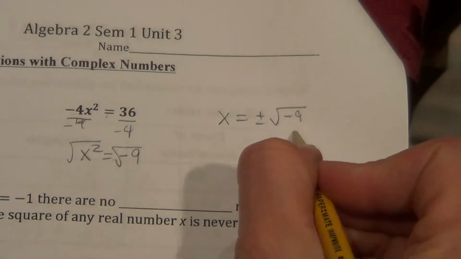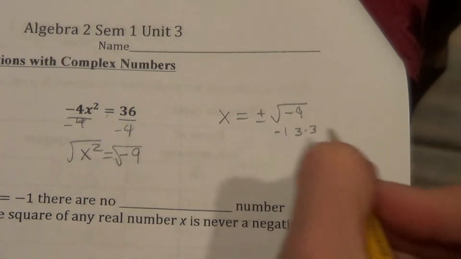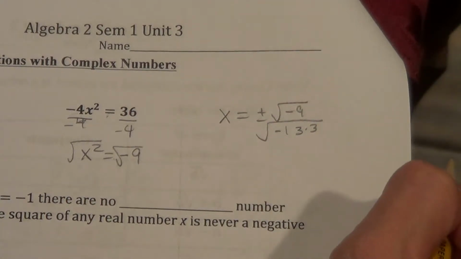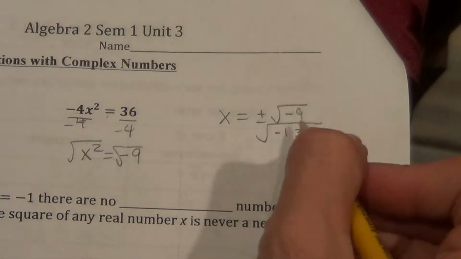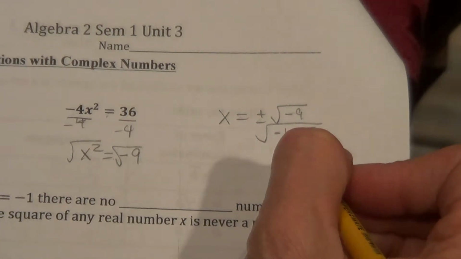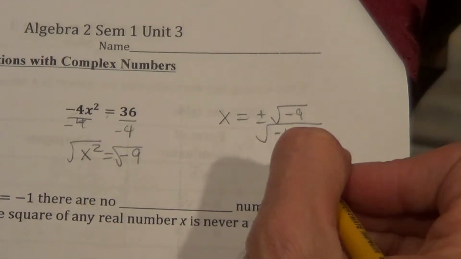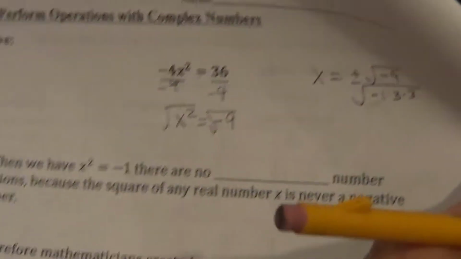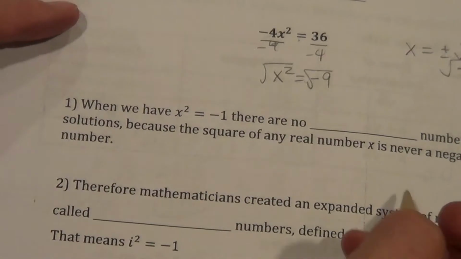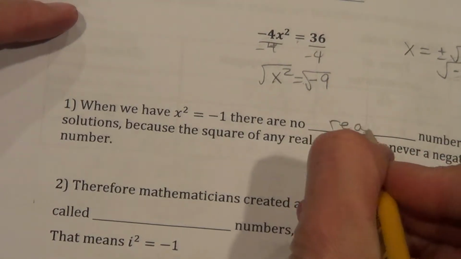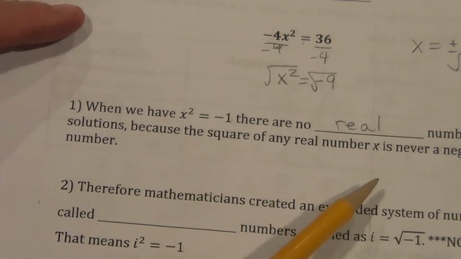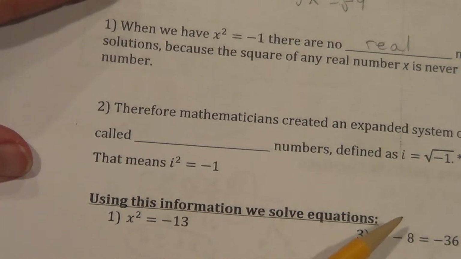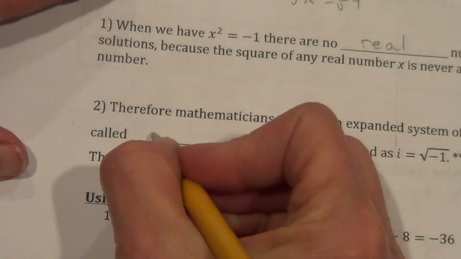We know that 9 breaks down to 3 and 3, but then it's got this -1 in here. That's all inside of the radical. Well, there's a special deal with radical -1. It comes up and we need to be able to clear that radical. We need to be able to show that we're in an imaginary number. When we have x squared equals -1, there is no real number solution because the square of any real number will never be a negative. Therefore, mathematicians created an expanded system of numbers called imaginary numbers.